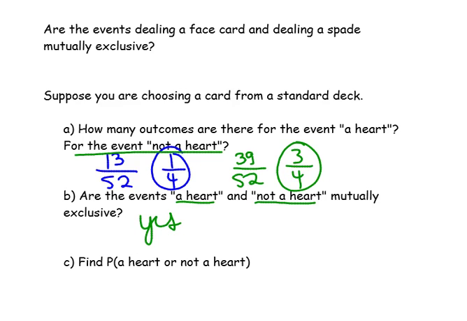What's the probability for drawing a heart or not a heart? Well, for drawing a heart, the probability was 1/4. For not a heart, it was 3/4. If we add those, we get a probability of 1. Remember that a probability of 1 means that something is definitely going to happen. If you draw a card, it's either going to be a heart or not a heart. One of those things has to be what happens.